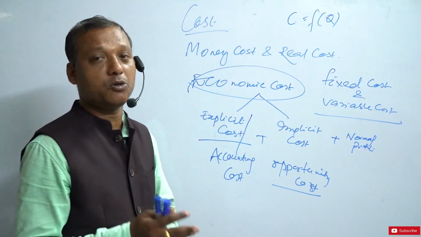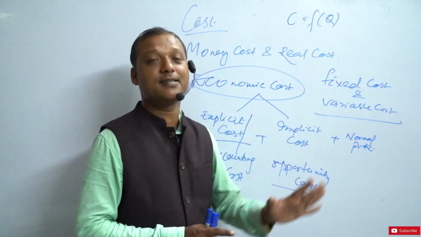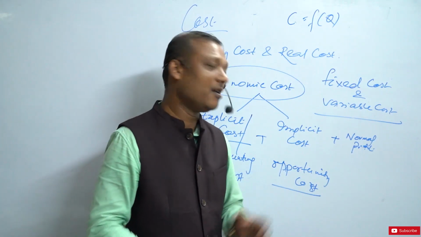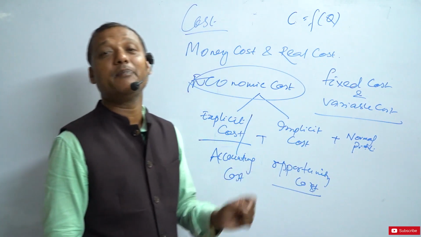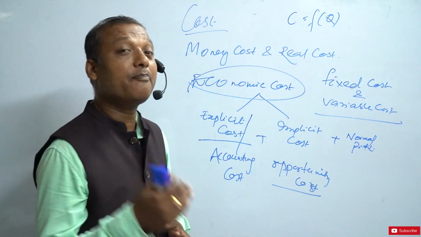It is not linked to output. Whether you produce small output or large output, fixed cost will never change. That is why fixed cost is known as your independent cost, whereas your variable cost is known as your dependent cost.